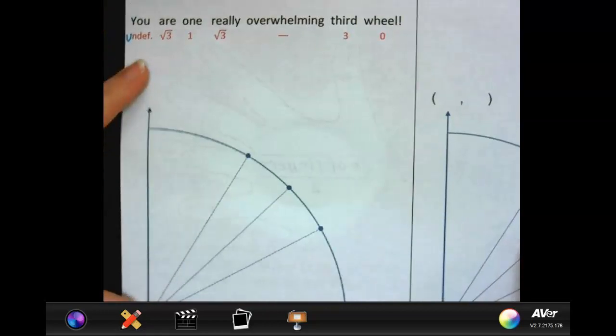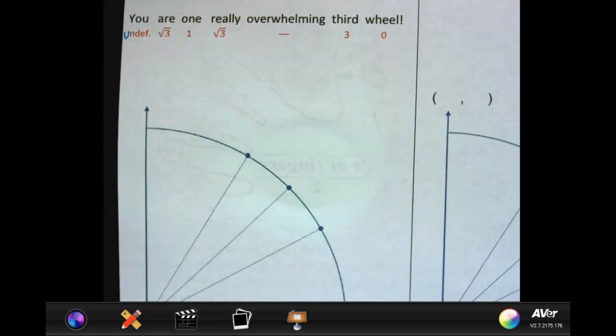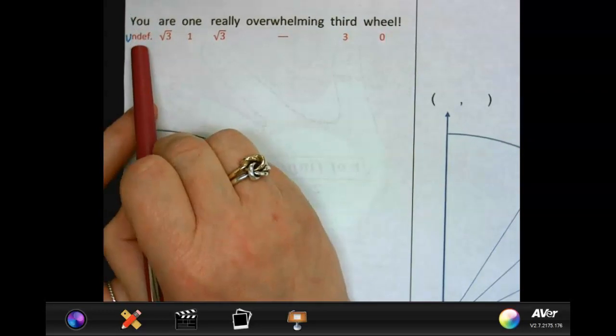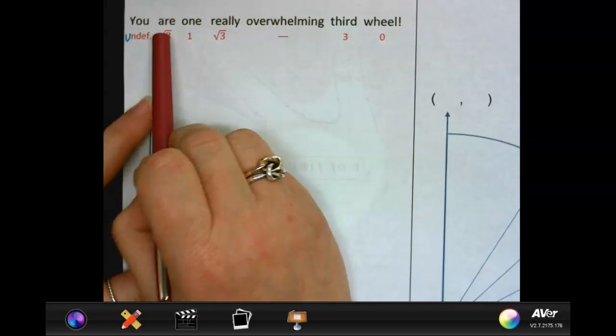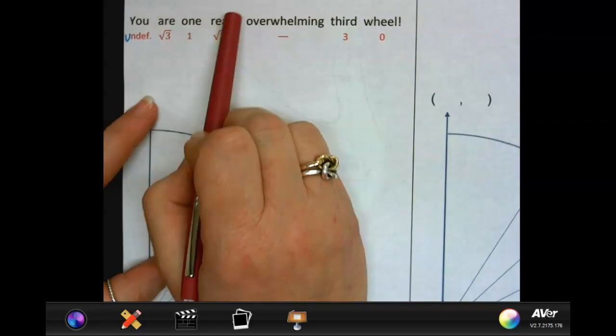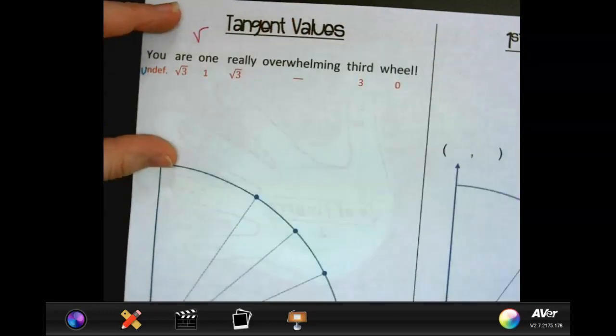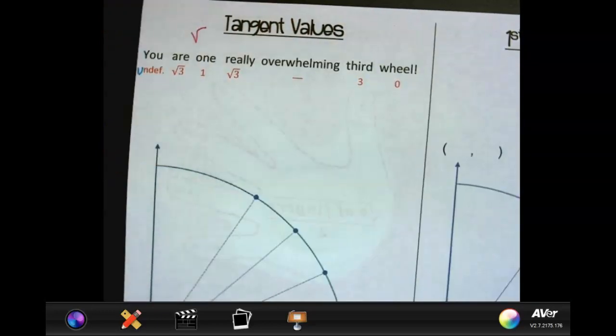So the sentence is, you are one really overwhelming third wheel. Here's the way this works. The U stands for a U for undefined, okay? Whether the word is R or starts with an R, it is the square root of 3 because a square root sign kind of looks like an R, okay? And the square root of 3 is the one we're using. So the R is the square root of 3.